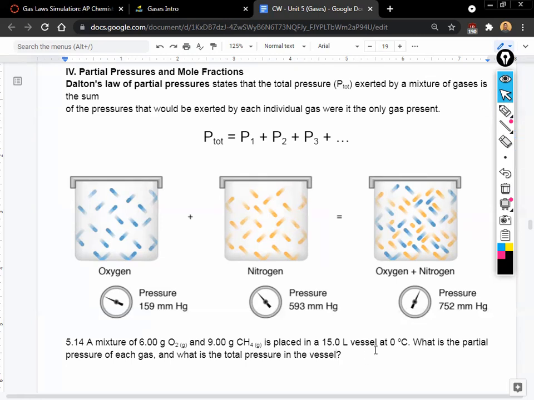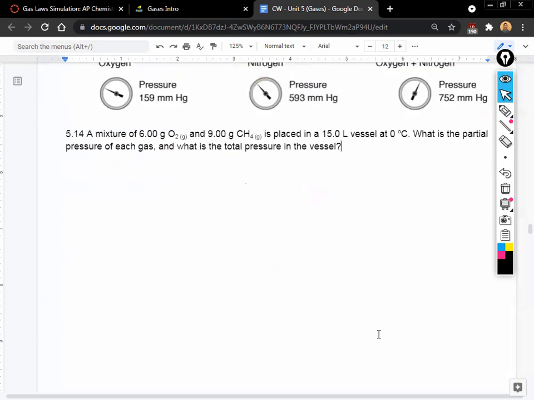All right, so let's use that in a problem. So we have 5.14. We'll do this together, and then we will do some other practice problems going forward. So it says here we have a mixture of 6 grams of oxygen gas and 9 grams of methane. Okay, and we put it in a 15-liter container at 0 degrees Celsius. Okay, it wants us to find the partial pressure of each gas and the total pressure of the gas mixture.